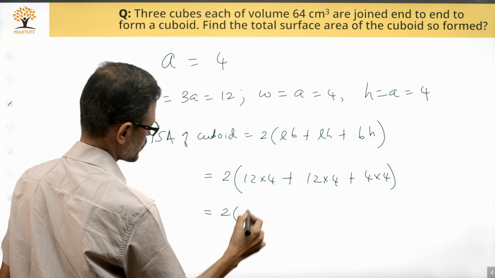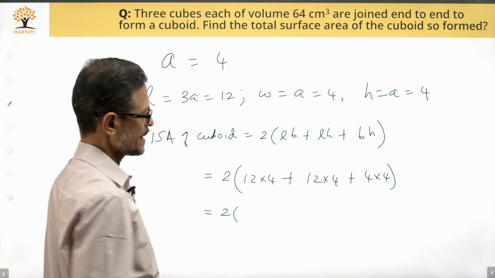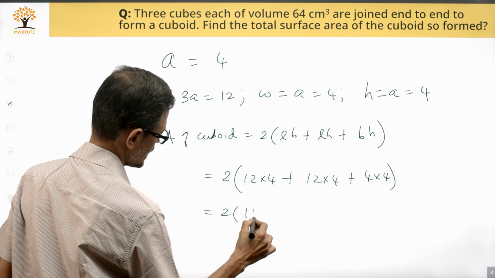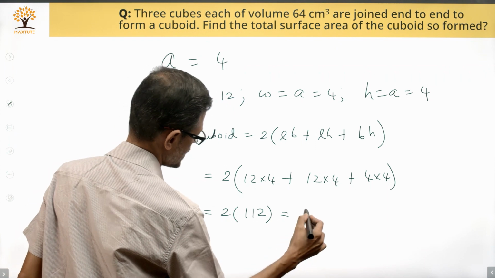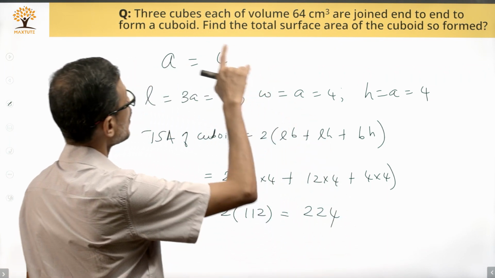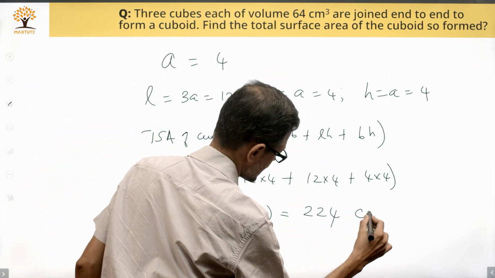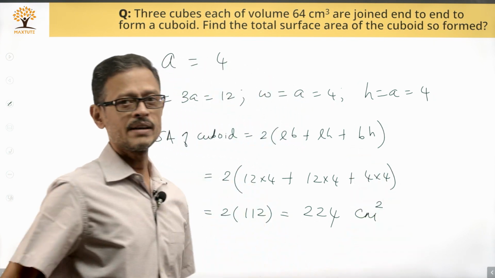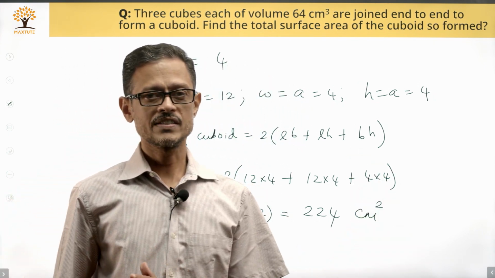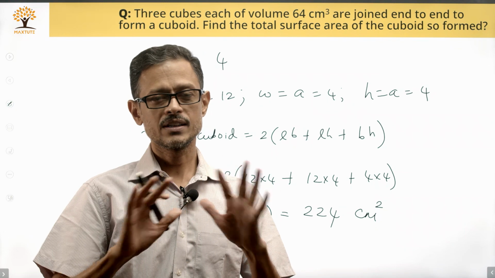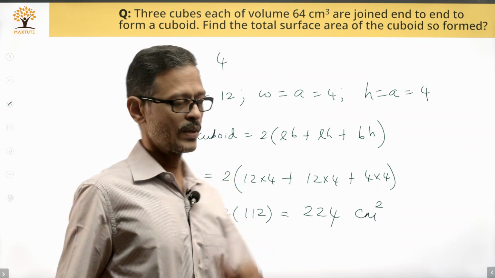So this is 2 times (48 plus 48 is 96, plus 16), which is equal to 112. 2 times 112 is equal to 224. All units are in centimeters, and it's an area we are talking about, so 224 cm² is the total surface area of the cuboid. Rather straightforward, simple question. Move to the next one.